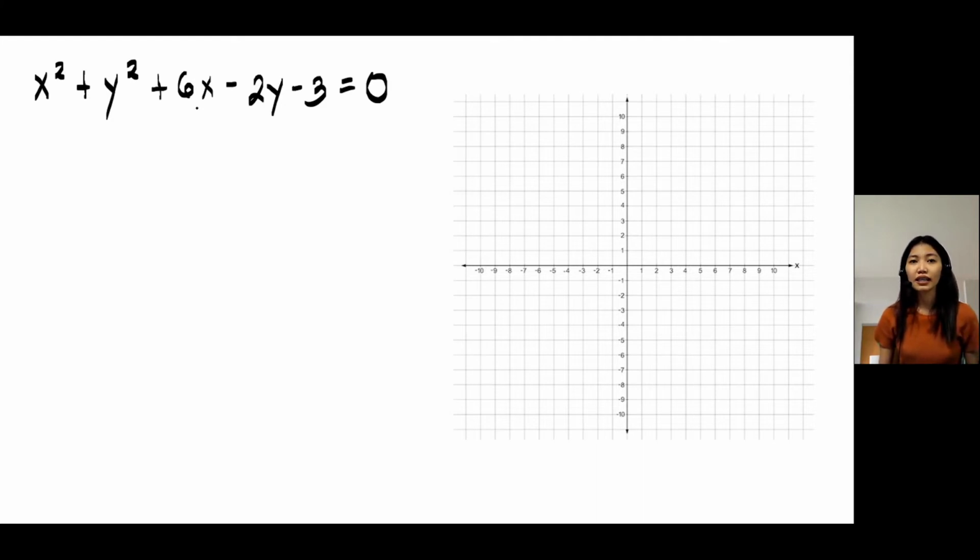So pagsamasamahin lahat ng x, pagsamasamahin lahat ng y, and yung constant ililipat sa kabilang side. Okay, so again, arrange x squared plus 6x, pagsamahin yung y, plus y squared minus 2y, and this constant, which is negative 3, ilipat natin sa kabilang side. Again, from negative 3, that will become positive 3. Okay, and next, group.